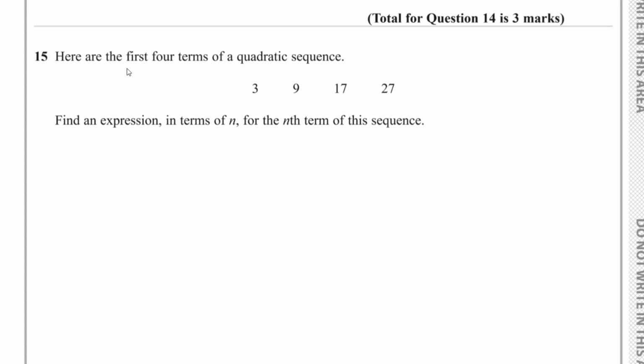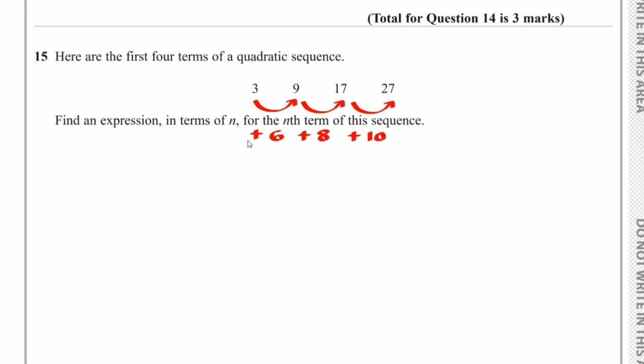Question number 15. Here are the first 4 terms of a quadratic sequence. We've got 3, 9, 17 and 27. We have to find an expression in terms of n for the nth term of this sequence. Well, if I find the difference between each of these terms, we've got the difference between 3 and 9 being 6, the difference between 9 and 17 is 8, and the difference between 17 and 27 is 10.